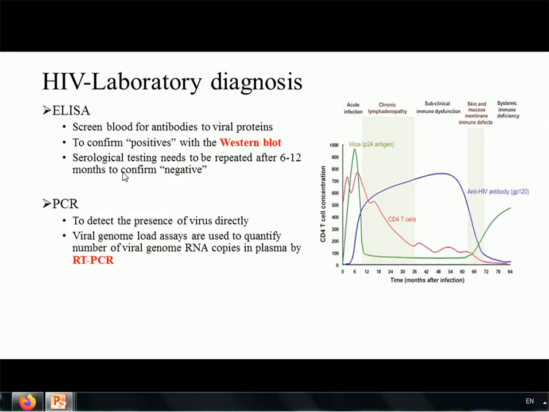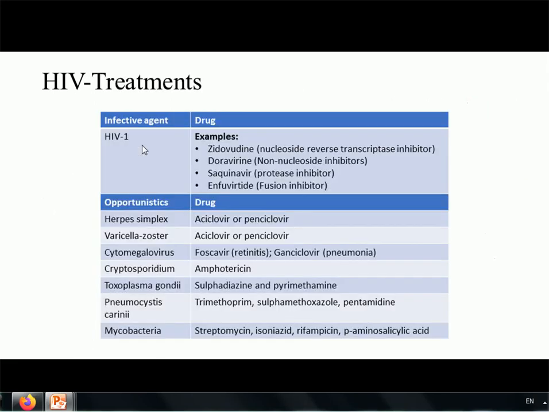For laboratory diagnosis, we can diagnose HIV infection using ELISA. The other gold standard to diagnose HIV is RT-PCR, because this virus has RNA as genetic material. So using RT-PCR to diagnose HIV is a gold standard. However, for the laboratory, ELISA itself is also sufficient to diagnose HIV.